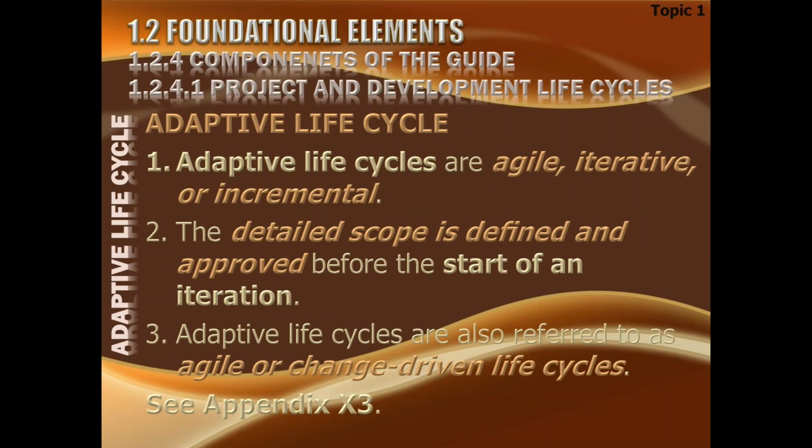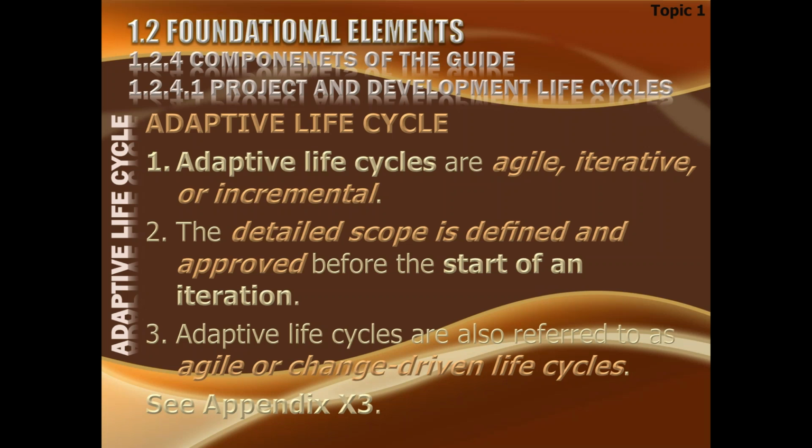Adaptive life cycles are agile, iterative, or incremental. They're one and the same thing. They're names for the same thing. Adaptive, agile, iterative, incremental, they all look alike, but they function differently when we go into the mechanism of that specific life cycle. The detailed scope is defined and approved before the start of an iteration. So the scope of every iteration is defined, and then you launch into that iteration. Adaptive life cycles are also referred to as agile or change driven life cycles. But please do not be confused.